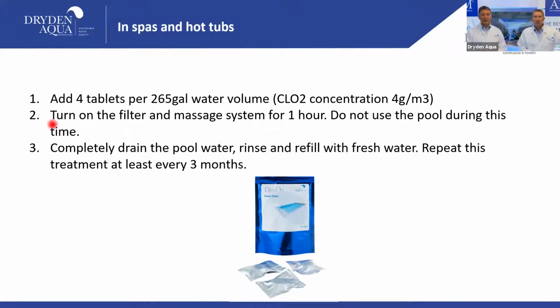Add your chlorine dioxide tablets directly into the hot tub: 4 tablets per roughly 250 to 265 gallons. Turn on your filter and massage system for maybe up to an hour. That would be ideal. Obviously, do not use the spa during this time, unless you have a neighbor you don't like. Maybe then you ask him to use it, but otherwise don't. Then completely drain your system, rinse it, and refill it with water, and then it will be ready.